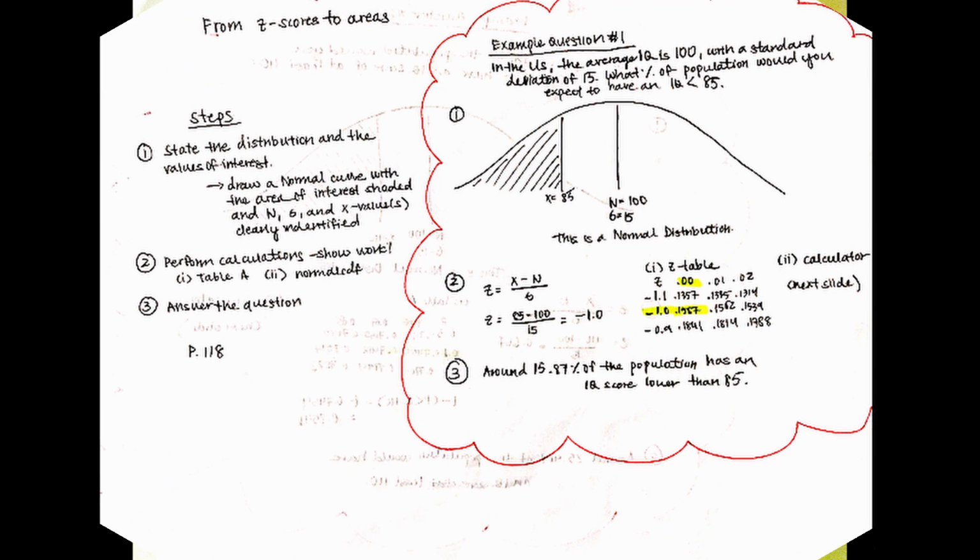For example, question 1 reads: in the US, the average IQ is 100, with a standard deviation of 15. What percent of the population would you expect to have an IQ below 85? It is important to note that this question is asking for the area left of the z-score that we will calculate. We calculate the z-score and, using the z-table, locate negative 1.0 on the z-score row and, in the remaining digits column, 0.00. The intersection gives 0.1587, which is the area to the left of the z-score of negative 1.0. Thus, the answer is around 15.87% of the population has an IQ score lower than 85.